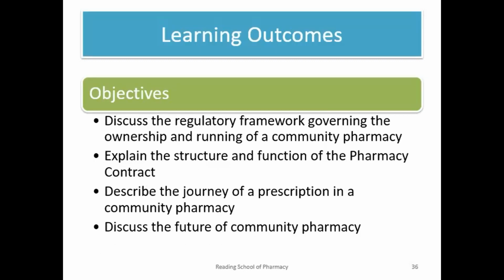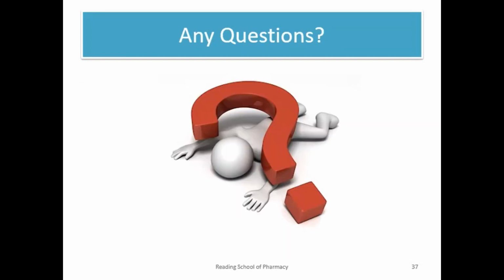In terms of what we've looked at today, we've discussed the regulatory framework. We've had a look at who can own a pharmacy. We've also had a whistle-stop tour of the structure and function of a pharmacy contract. And then we've described the journey of a prescription through the community pharmacy and thought about the future of community pharmacy. Thank you.